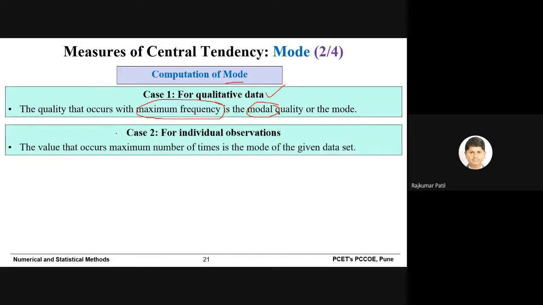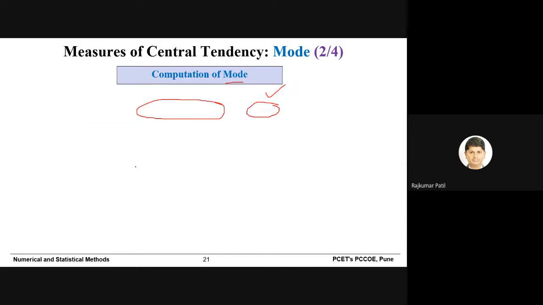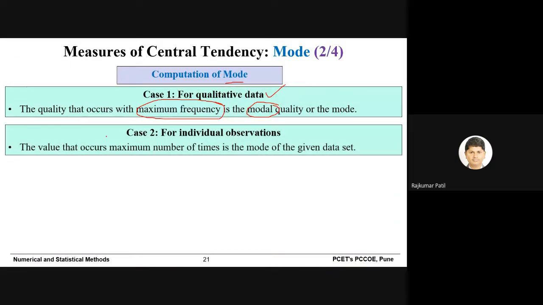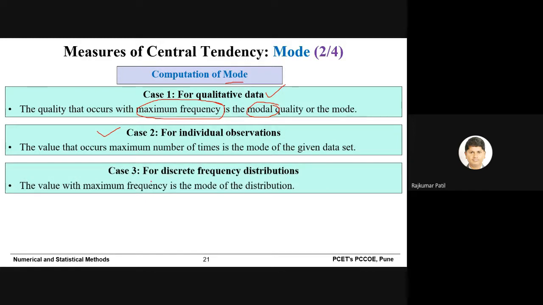Case 2, for individual observations, the mode is the value that occurs the maximum number of times, just like the previous example. So we will go there. Yes, here in this case, 3 is observed 9 times. So we can say that this is the mode of the data. Case 3, for a discrete frequency distribution, the value with maximum frequency is the mode. So that can be done here.